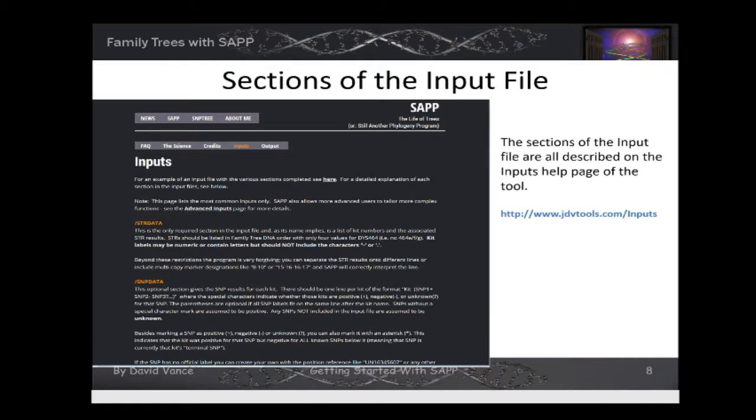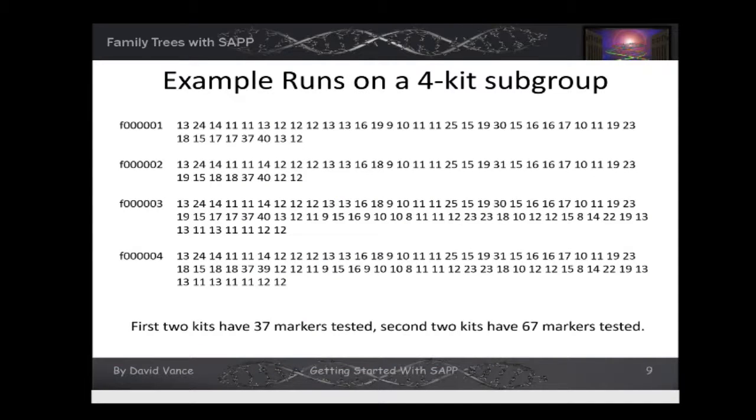Let's take a look now at some example runs. So I'm going to go back to just having STR data for a minute. This first run, we'll talk about 4 kits. The first 2 have only 37 markers tested. The second 2 have up to 67 markers tested. It's obviously a simplified run, but it'll show how the tool works and what it uses all these for.